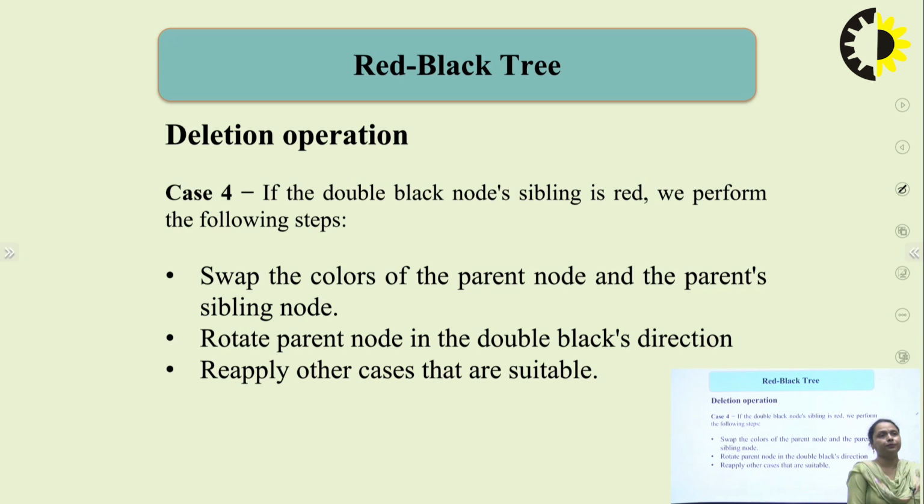Now case 4. If the double black node's sibling is red, we perform the following. Swap the colors of the parent and the parent's sibling node. Parent node and sibling node, not child. Rotate the parent node in the double black's direction and reapply other cases.